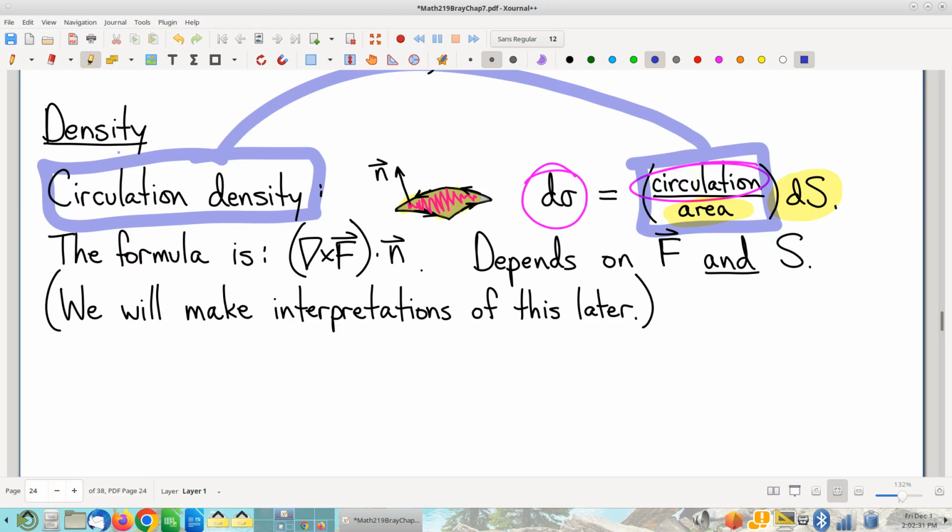I'm just going to skip to the punchline, as I've done before, and here it is. There's our formula for circulation density. It's curl dot n. So you can take that as given. And again, there's a proof, and it's just not worth our precious class time.